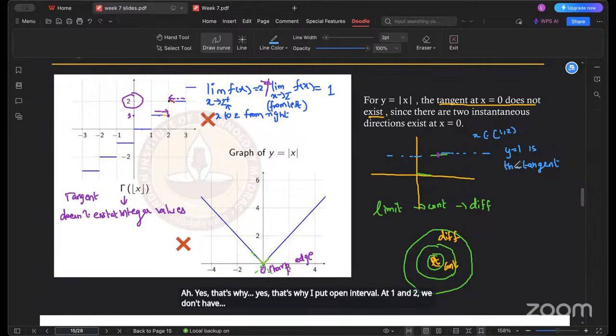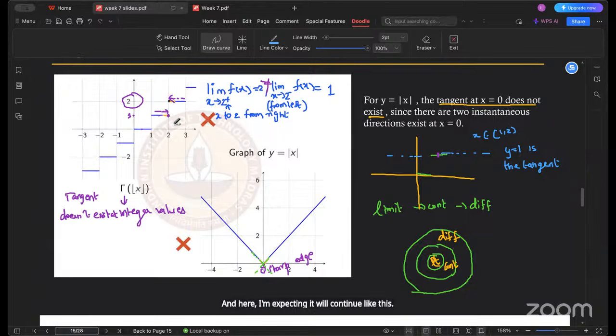See, why don't we have it at integer values? Because we are talking about instantaneous direction. When I am looking at 2, I expect that it will continue like this, and here I am expecting it will continue like this. There is no one unique way in which I can decide the direction, and hence I am saying that there is no tangent. That's why.